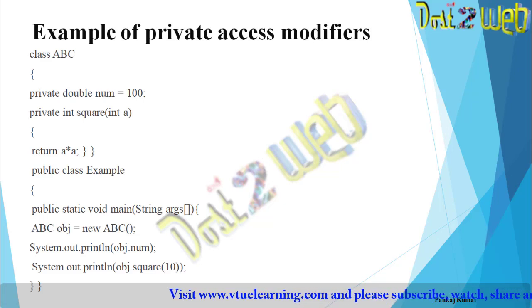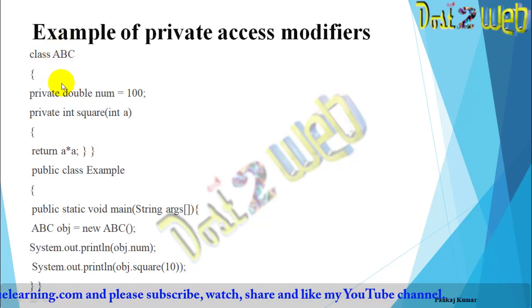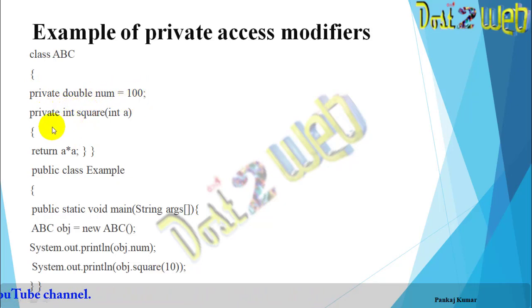Now the example. We'll create a class called ABC. We have declared a data member, number, as a double in the private section, and initialized the value as 100. Now we have another private method, square, which just returns the statement. Here we are using return. I have already given the question, if you remember, about the jump statement return; you have to use it this way. Please remember this.